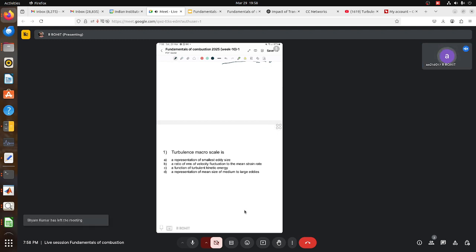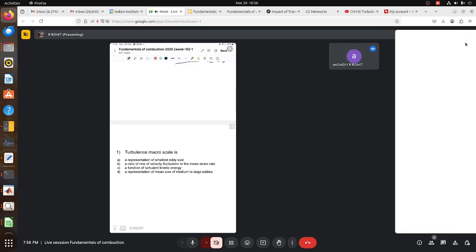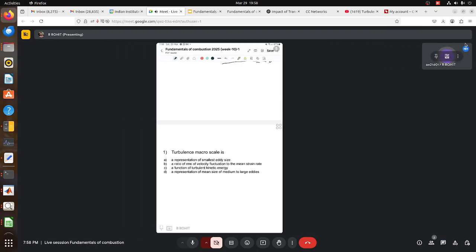Maybe I'll wait for 1 or 2 minutes for you to think about it and guess, and you can give your answer to this question. Okay, so the correct answer for this question is the integral scale. The turbulence macro scale is nothing but L0, which is your integral scale, and this is a representation of the mean size of medium to large eddies. So that's the answer to this question.